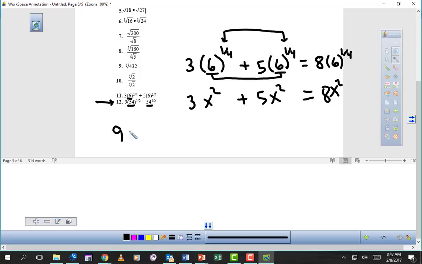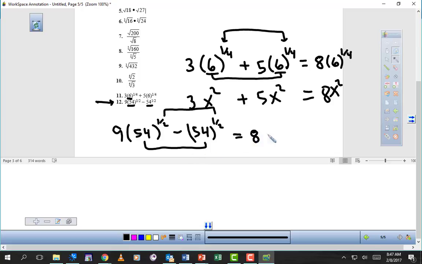So you have 9 times 54 to the 1/2 power minus 54 to the 1/2 power. Well, aren't these the same? Then they add just like these x's do. And so you got 9 of them, you subtract 1 of them, right? And so now we would have 8 times 54 to the 1/2 power.